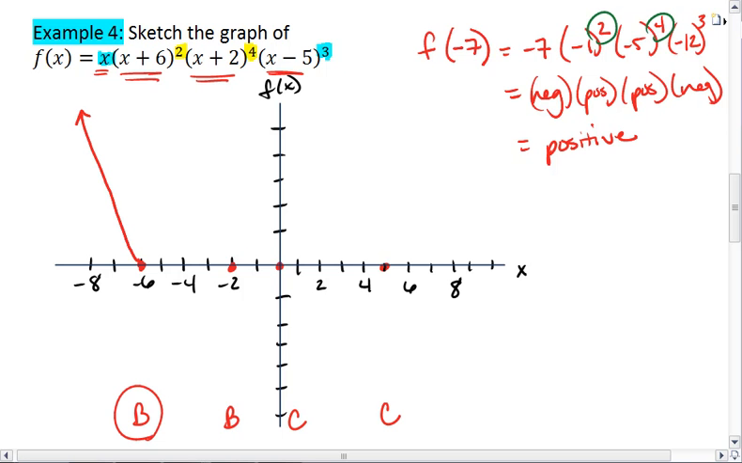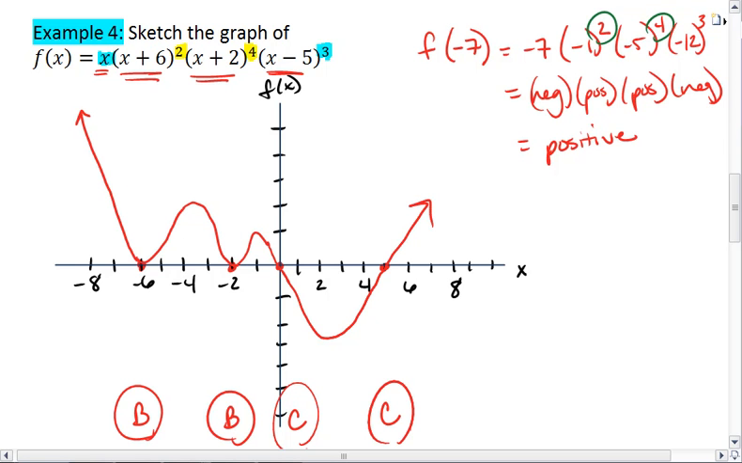We know that we bounce, so we bounce back up, come down to the -2, we bounce again, come down to 0 where we cross, come back up to our other root at 5 where we also cross. And that's the sketch.